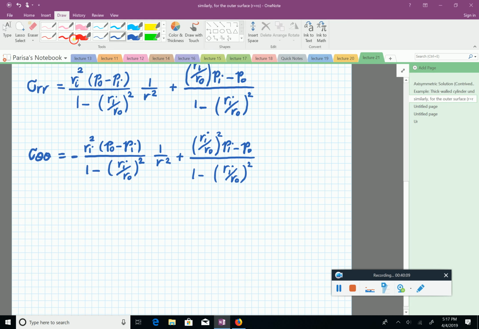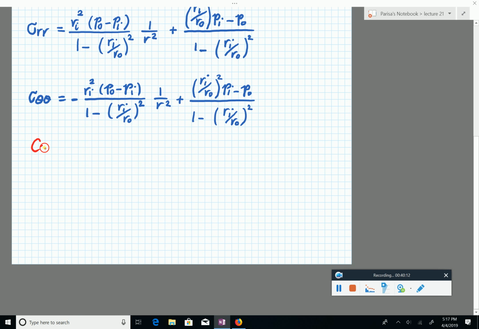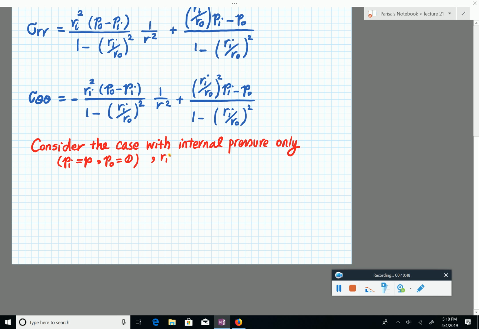Consider the case with internal pressure only. So where you have Pi equal to P and then P naught equal to 0. And for a particular geometry where the radius of the inner pipe is half of the outer.